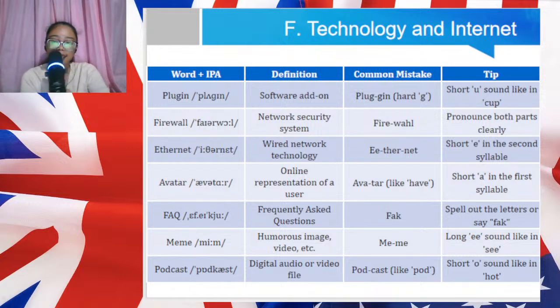Let's have the last set, another 7 words. Let's immediately continue with plugin. Again, plugin, it's a software add-on, like an extension. So the common mistake of pronouncing the letter G sound with a hard G as in go likely stems from the direct spelling.